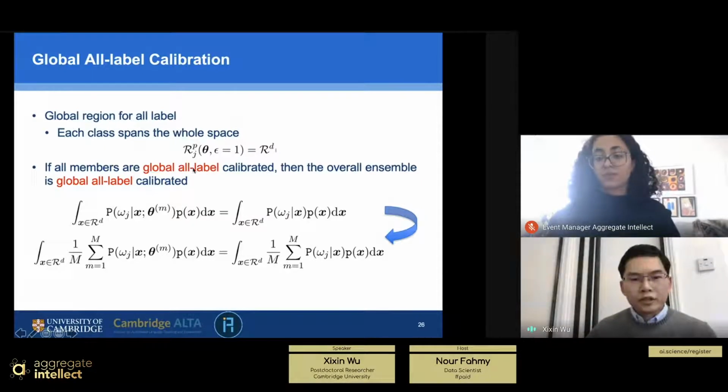For the global region, as we discussed, if we put all of the predictions together, then we have the global region that spans the whole space. In this case, if all of the members are globally all-label calibrated, we can say that the overall ensemble is also globally all-label calibrated. What does it mean? For each member, if on the global region they are calibrated, that means their global region average confidence equals the global region average accuracy. Then we can easily apply the ensemble definition here, and we find that this equation for the ensemble still holds. So we can say that the ensemble is also globally all-label calibrated.